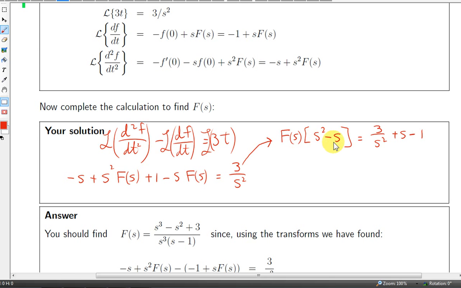So next we divide across here by s squared minus s. We can multiply above and below here by s squared. So on top we'll get 3 plus s cubed minus s squared, and multiplying s squared in here we get s to the 4 minus s to the 3. Well, we can factorize s cubed out of the denominator, and you see we get s cubed minus s squared plus 3 over s cubed into s minus 1.